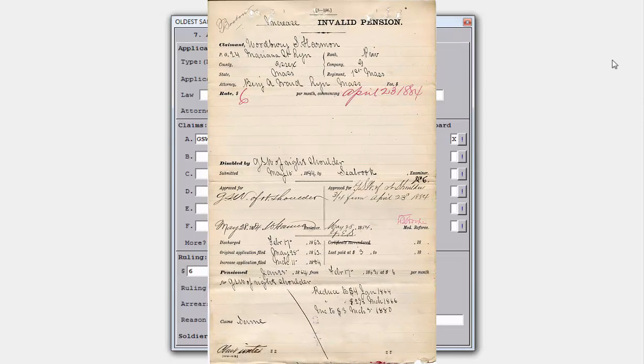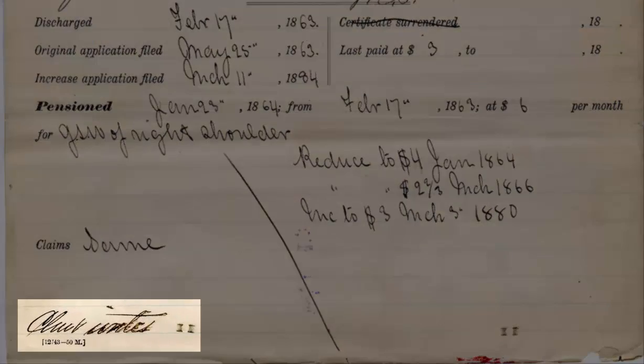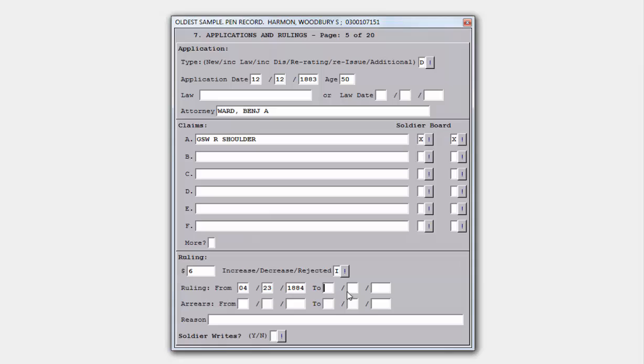About this time, the Pension Bureau starts noting if the claimant can write. This is found at the bottom of the ruling form. On this form it says CLMT writes. The application also gives a new address for the soldier, which is entered on the residence expansion screen.